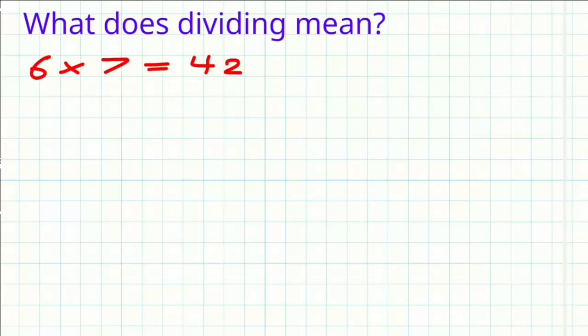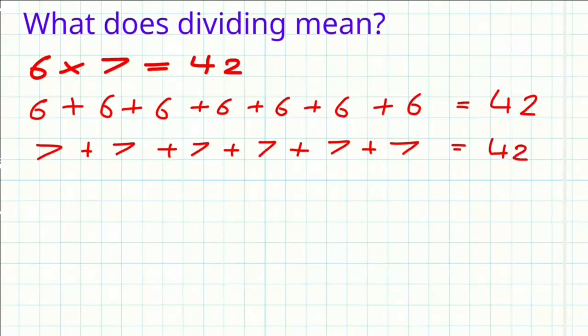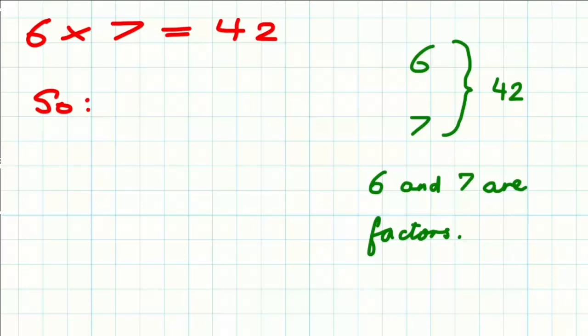But what even is dividing? So what does dividing mean? Suppose we take a multiplying sum like 6 times 7 equals 42. So this would mean 6 plus 6 plus 6 plus 6 plus 6 plus 6 plus 6 equals 42. Also, it would mean that 7 plus 7 plus 7 plus 7 plus 7 plus 7 was equal to 42. Now, from this, we could also get the fact that 42 divided by 6 is equal to 7.